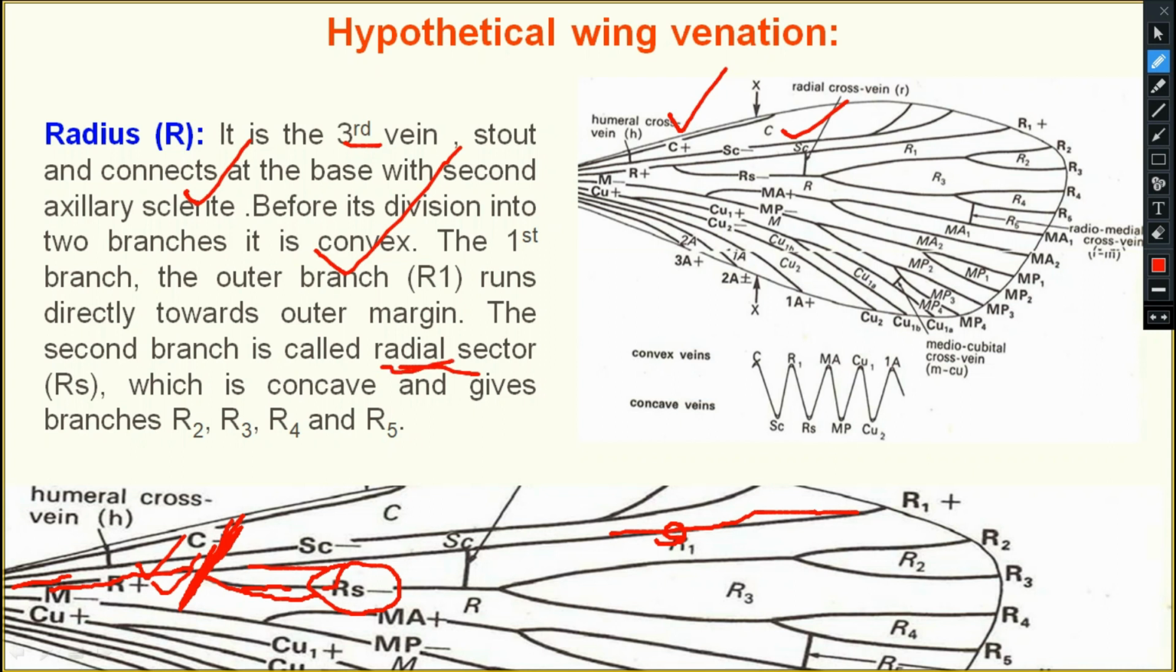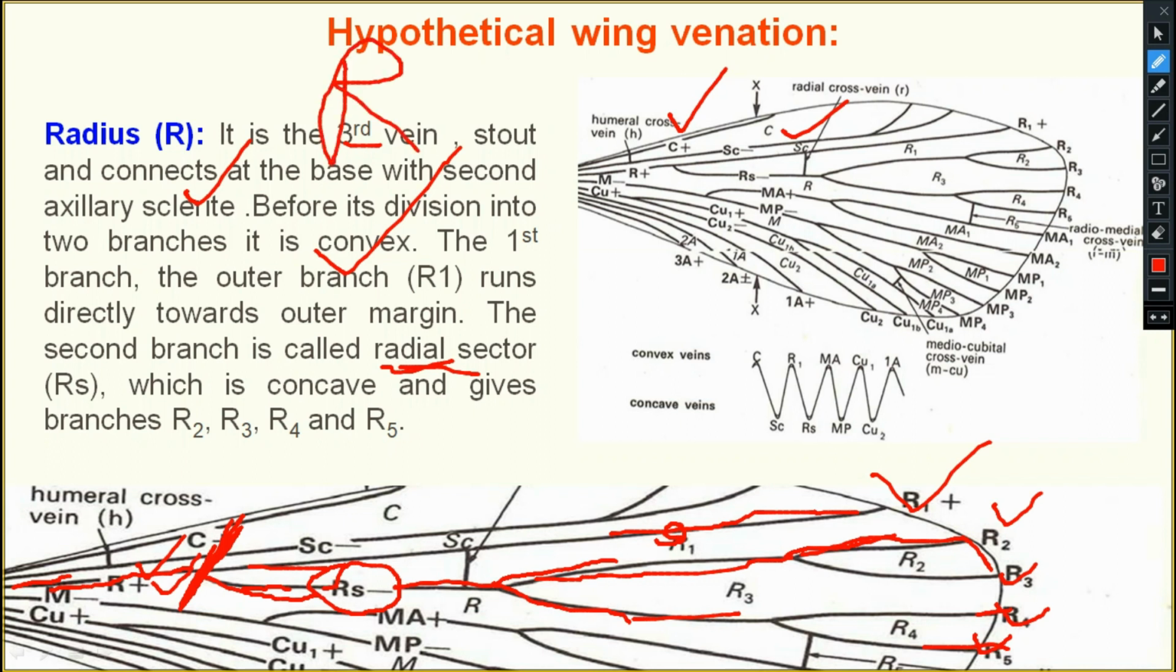Very good. Again you see the radial sector is further divided into two branches, and those two branches are again divided into two branches. One branch is divided into R2 and R3. Another branch is divided into R4 and R5. So together R1, R2, R3, R4, R5. Clear?